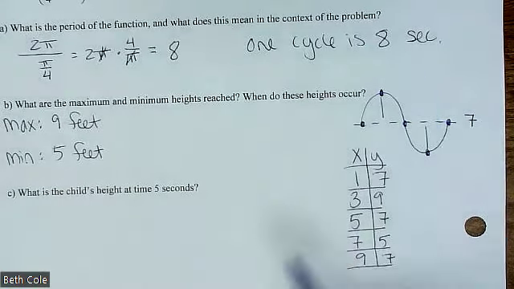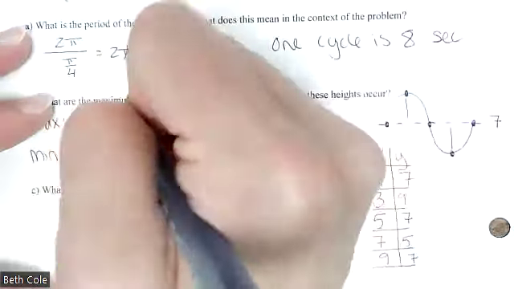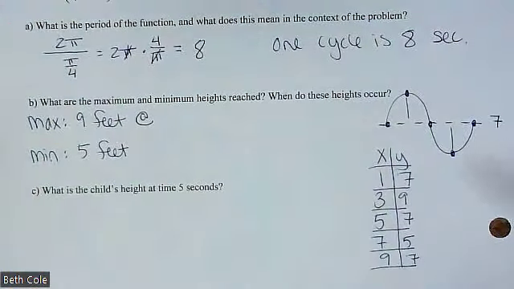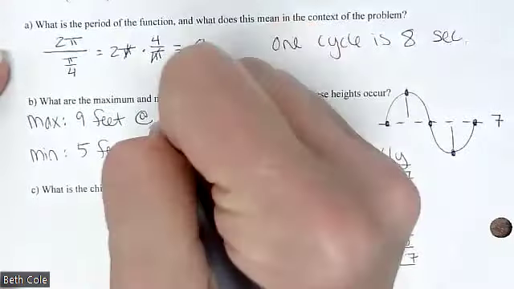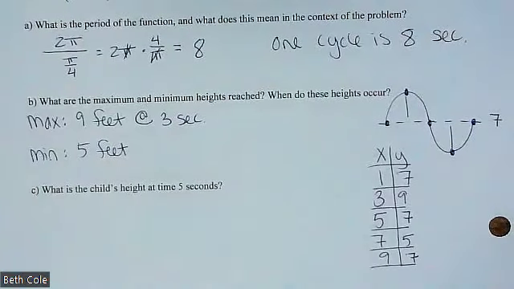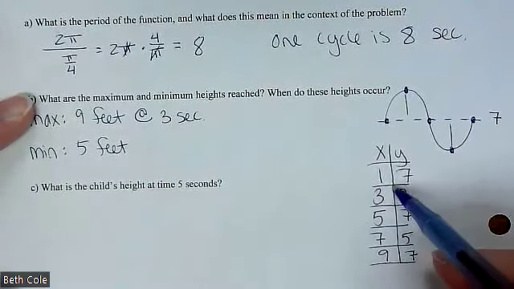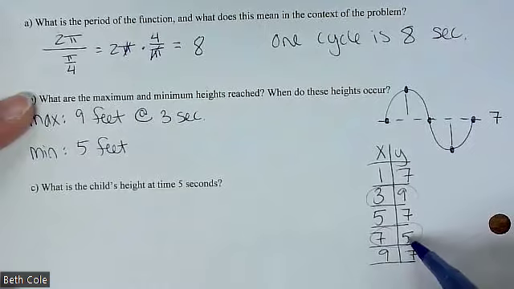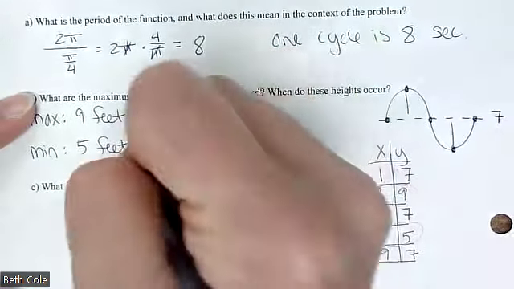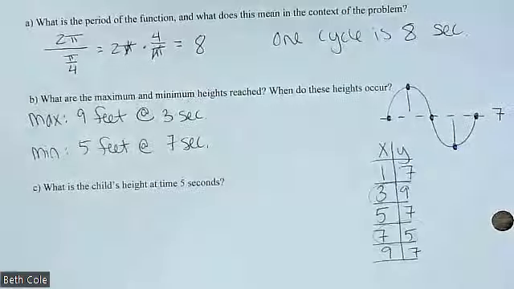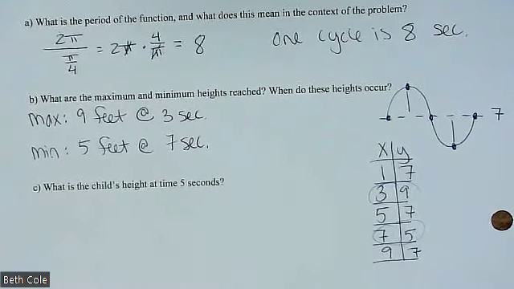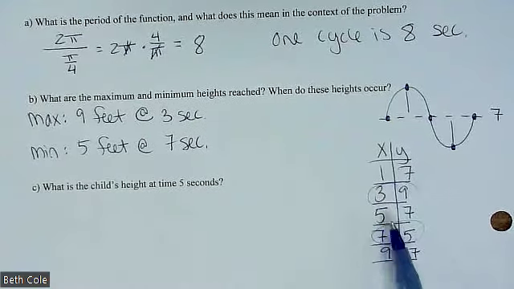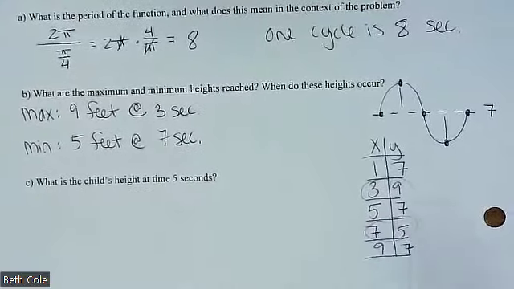So it says, when do these heights occur? The maximum is 9 feet at what time? Just find it on the table. 9 feet happens at 3 seconds. And 5 feet, these are the 2 we're looking at. 5 feet happens at 7 seconds. And then the last one, you're just going to read your table. What is the child's height at 5 seconds? Well, look on your table at 5 seconds, 7 feet.